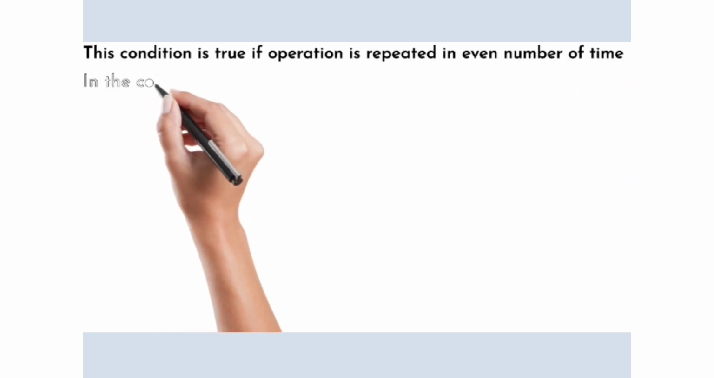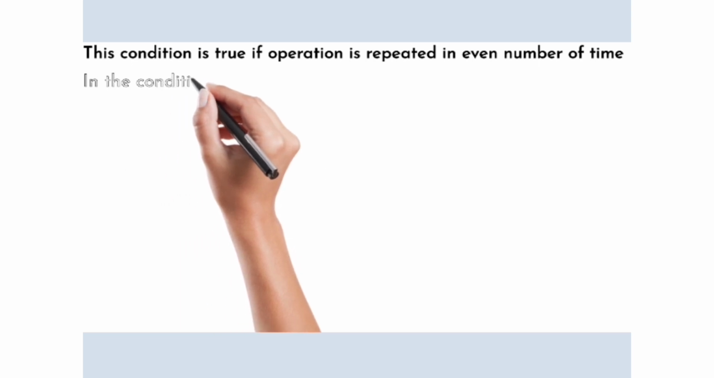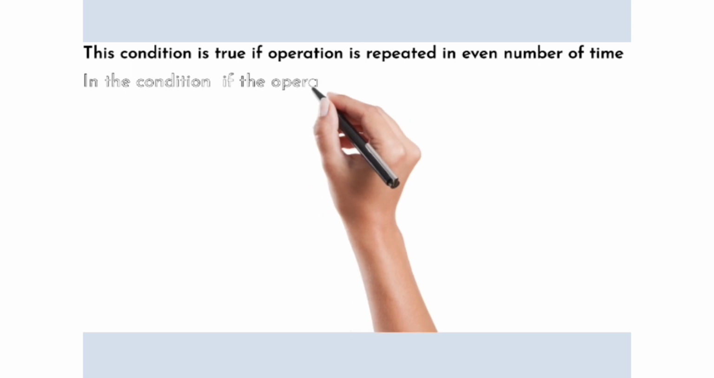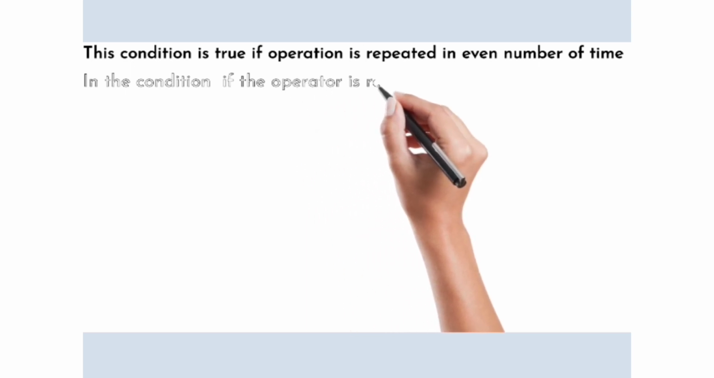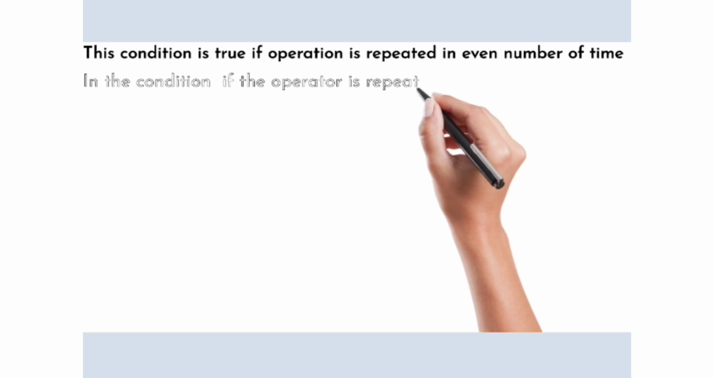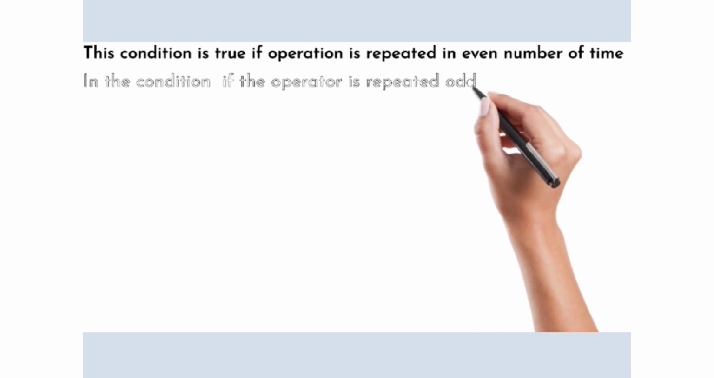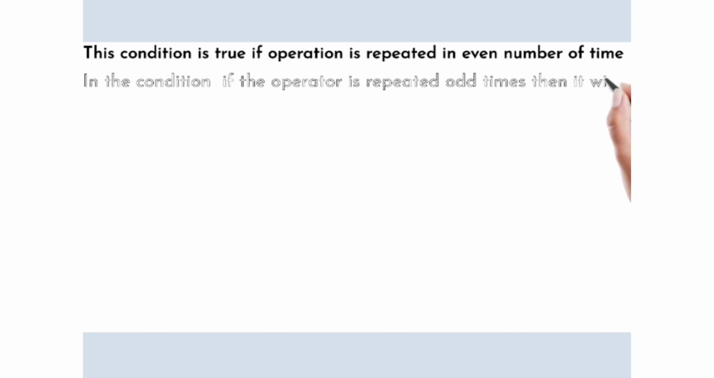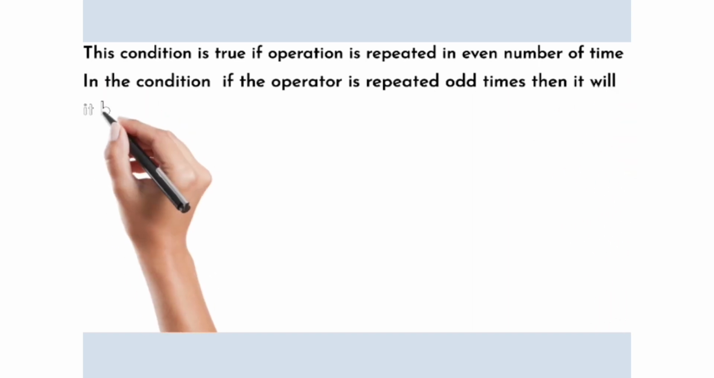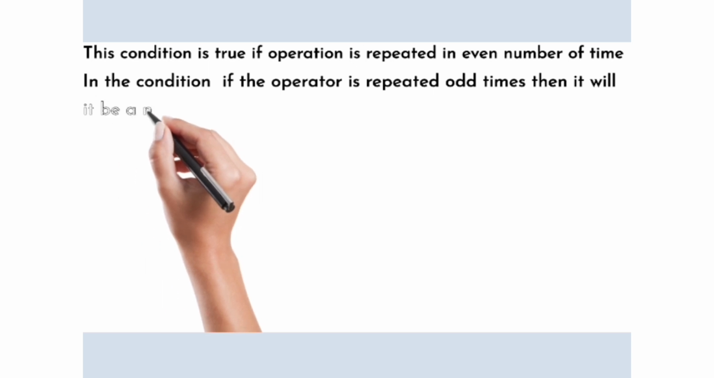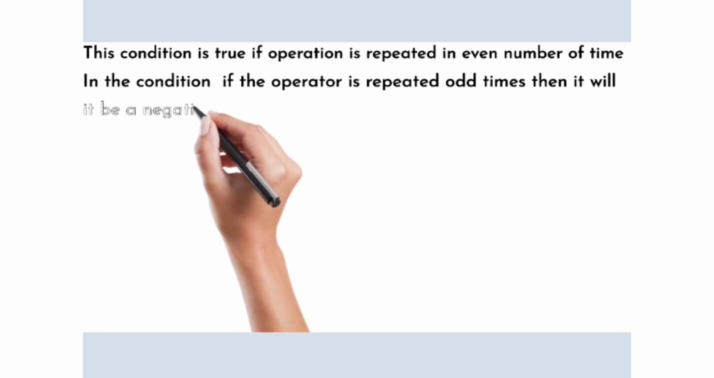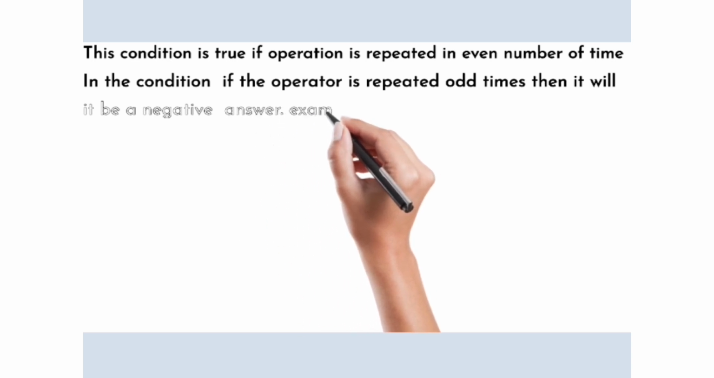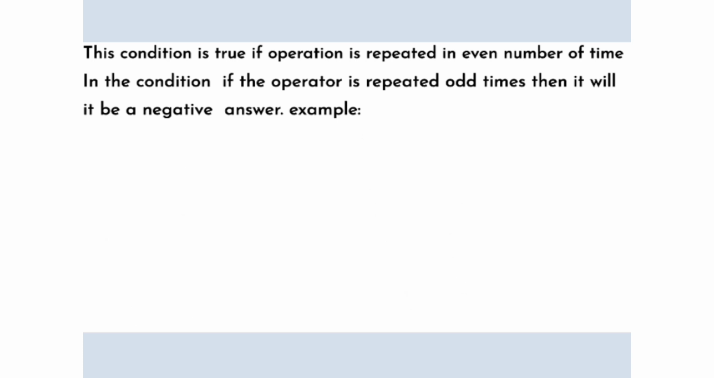So for example, especially for the negative operation, in the condition in which the operator is repeated an odd number of times, the answer will then be a negative answer.